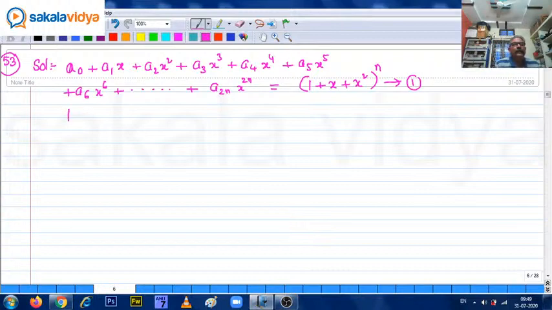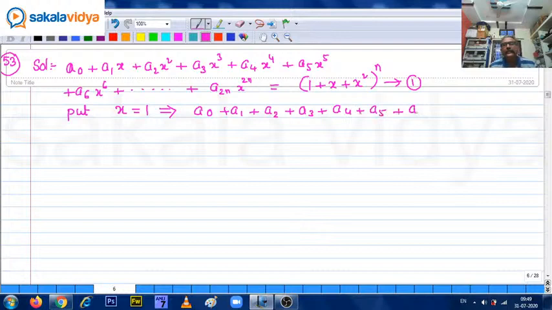Now here put x equal to 1. If you put x equal to 1, what do you get? a0 + a1 into 1, 1 squared also 1, plus a2 plus a3 plus a4 plus a5 plus a6 and so on equals (1 + 1)^n, that is 3 raised to n. Sorry, it is 2 to the n, say this is equation 1. So you leave this one. But here we are not asked to find the sum of all the coefficients of the expansion. Sum of the coefficients of the expansion means that's all, the answer is over.